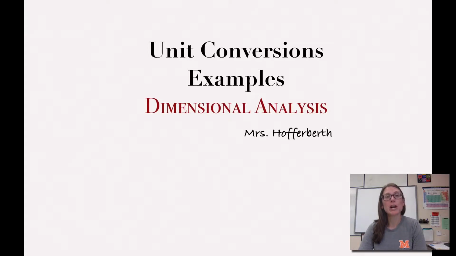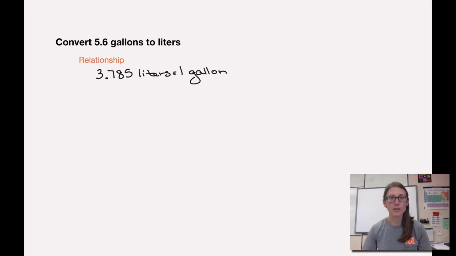In this video, we're going to talk about how to do unit conversions using dimensional analysis, and I'm going to show you 3 examples where I do this and talk through the steps each time. My hope is that by the end of the video, you're feeling comfortable looking at a problem, figuring out what you're converting, and actually doing that conversion. So let's start by converting 5.6 gallons to liters.